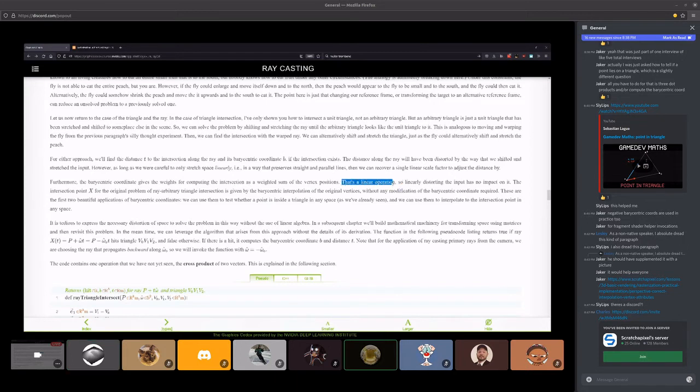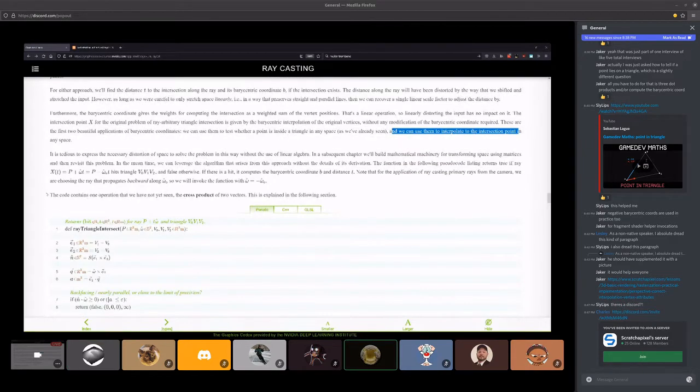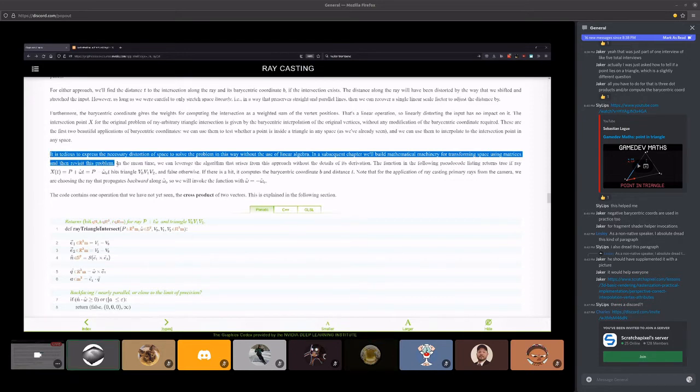Vertex position. These first. You can use them to test whether a point is inside a triangle in any space, and we can use them to linearly interpolate in any space. It expresses the necessary distortion of space to solve the problem without the use of linear algebra. Huh, okay, so it sounds like we'll revisit how we do this later on.